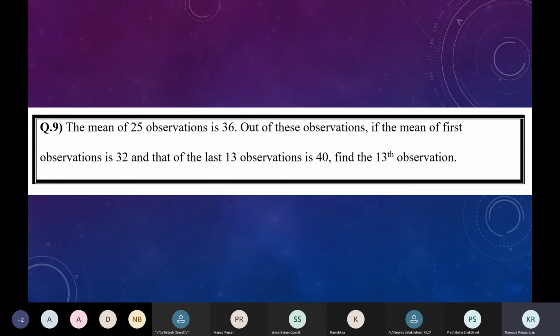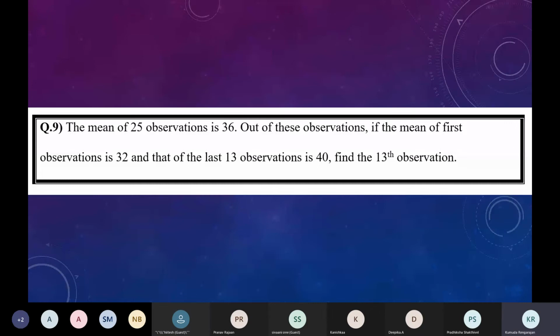So now we found the sum of the first 4 observations, the sum of the last 4 observations, and then the sum of all the observations. Let me just verify the values again. What is the sum of the first 4 observations? 34. Last 4 observations? 46. All the observations? 70, ma'am.